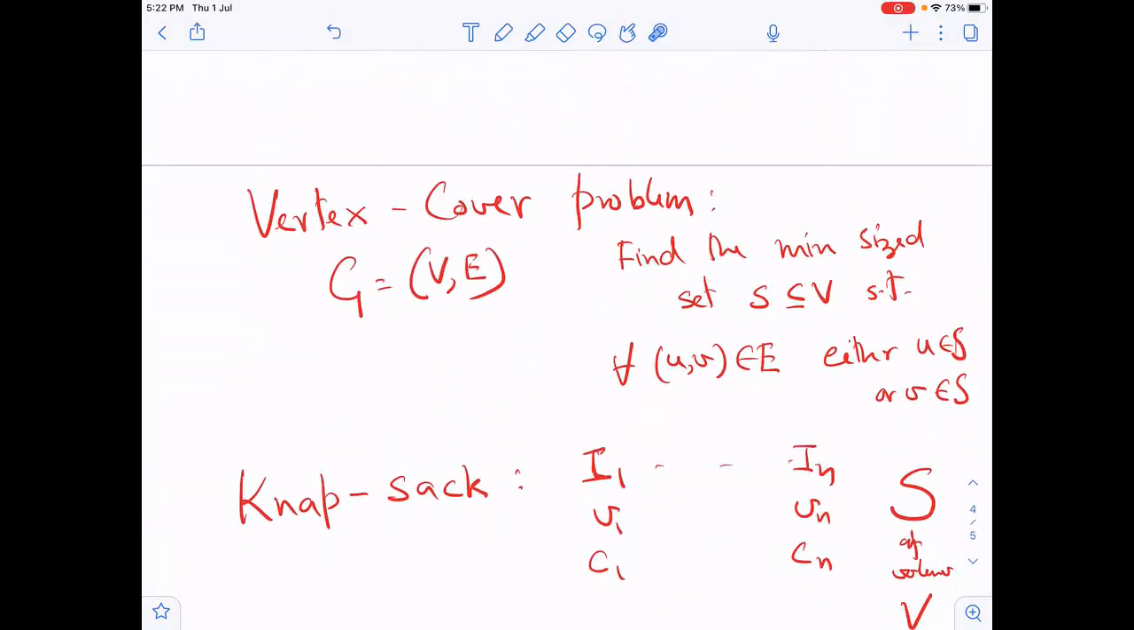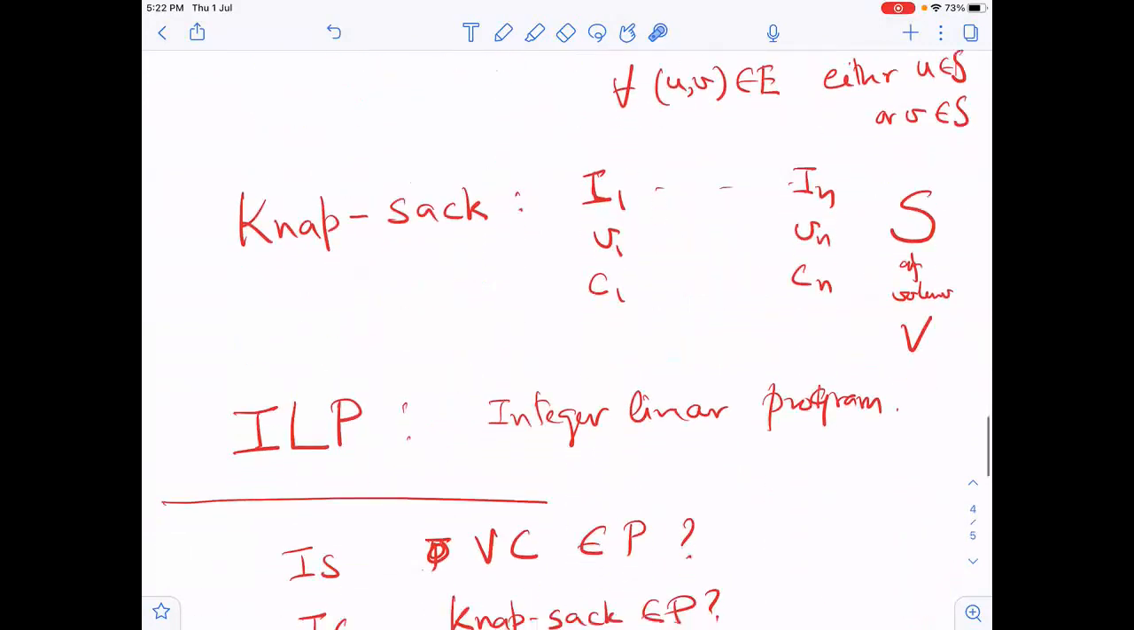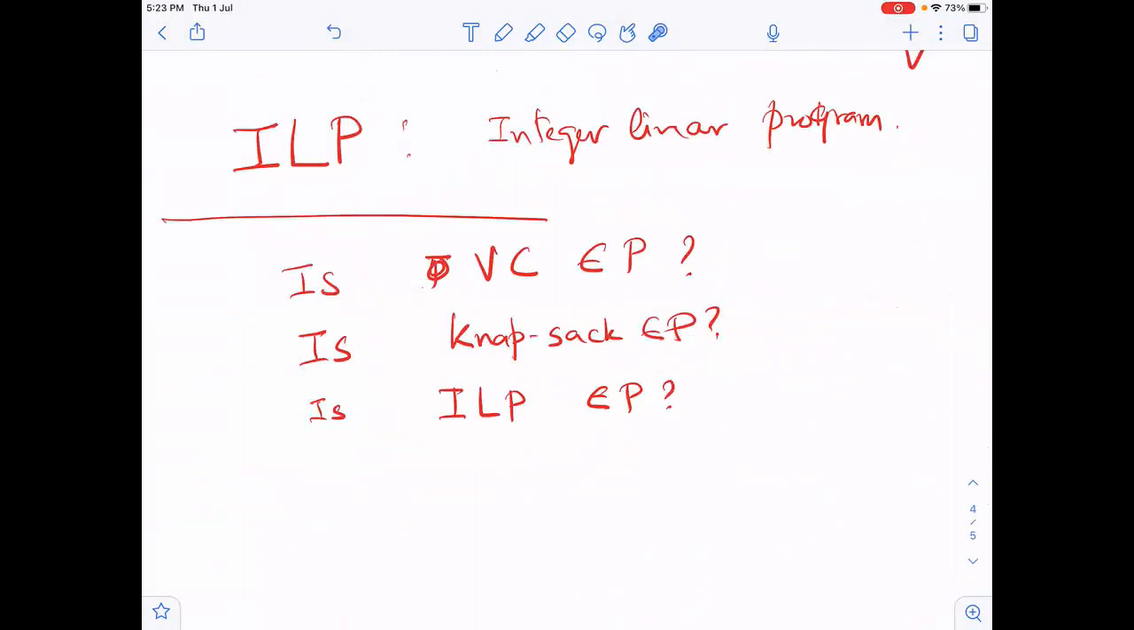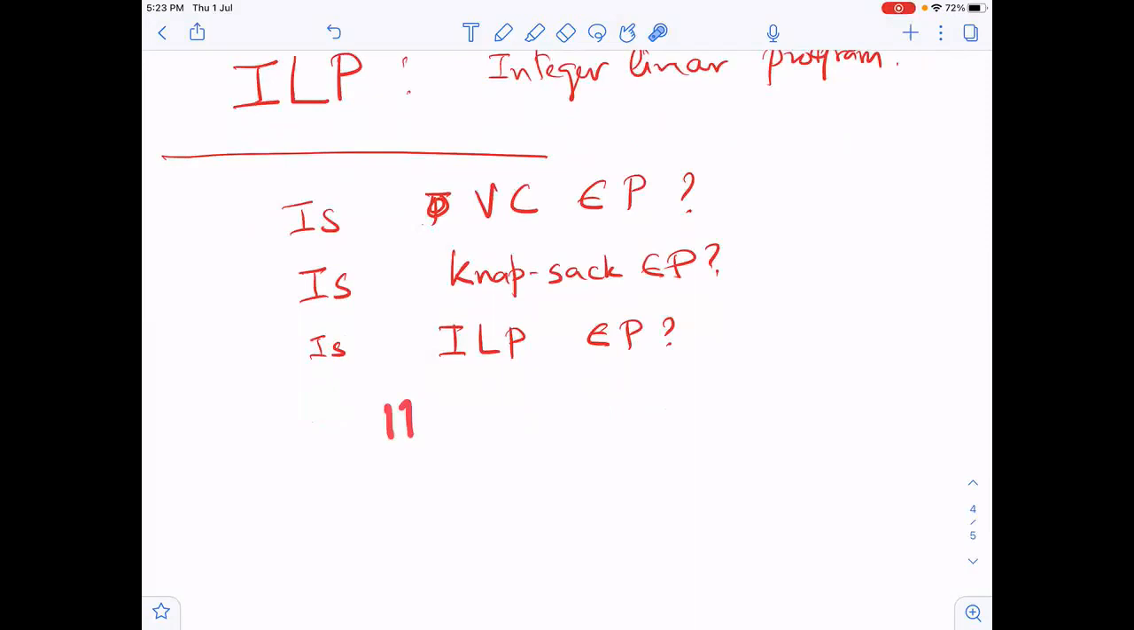So the vertex cover decision version will be: given a graph G and the parameter T, is there a vertex cover of size less than T, and so on. These are the kinds of questions that we like to ask. And I must tell you that this problem has been looked into by lots and lots of people. There are quite a few more problems, like you have heard of the Hamiltonian path problem.